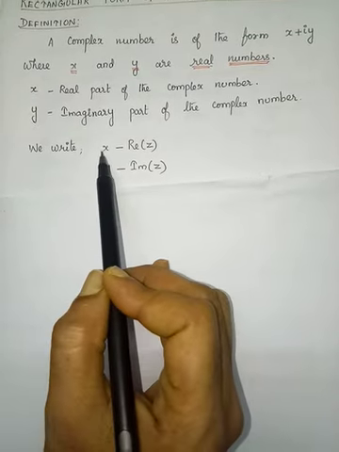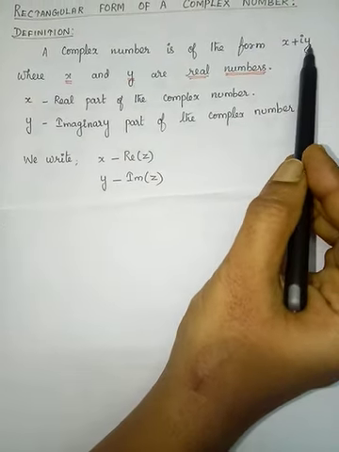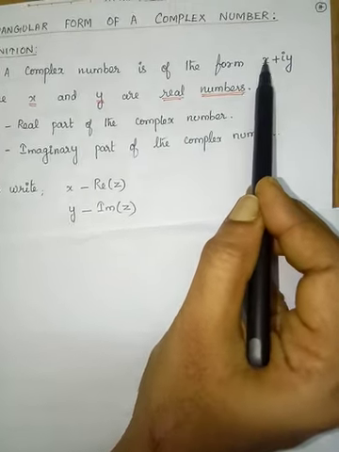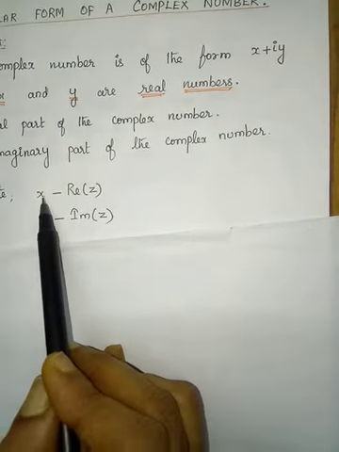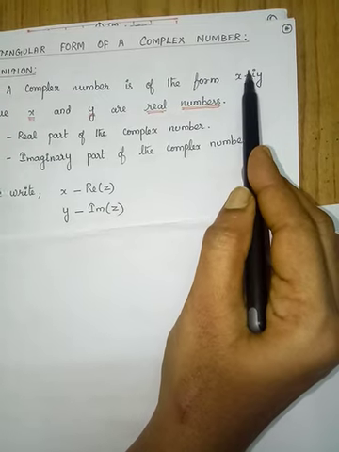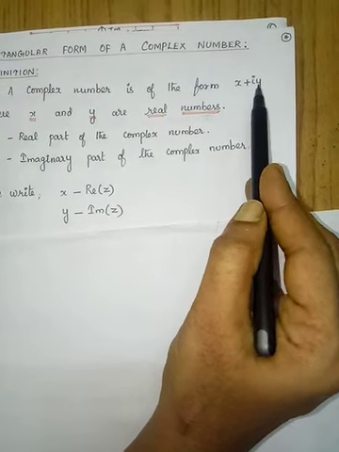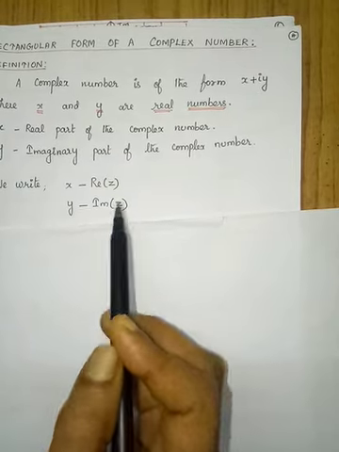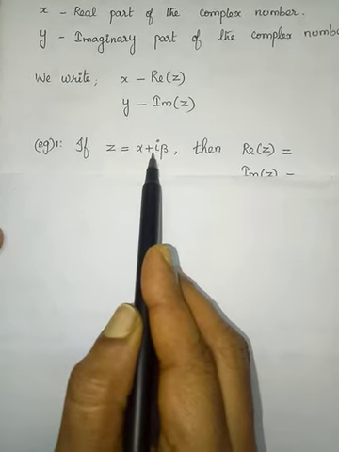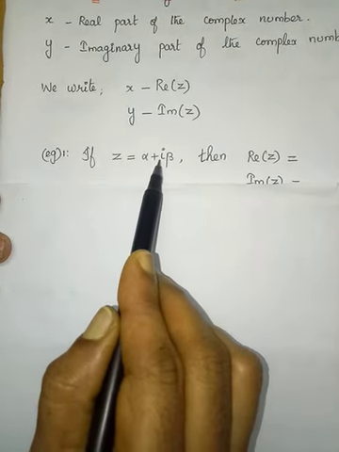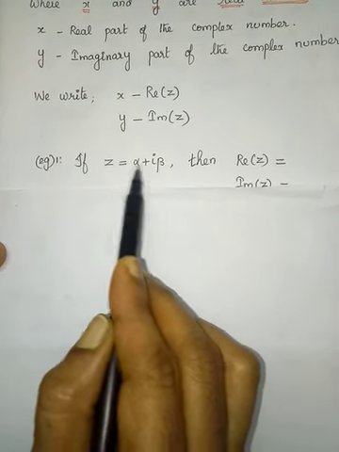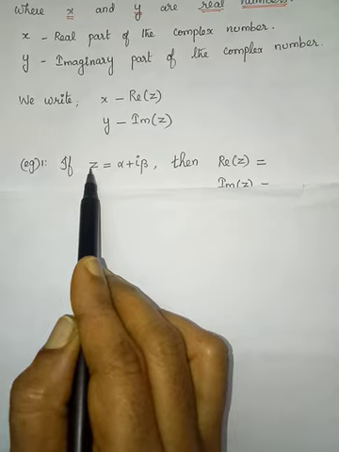Look at this. x and y are real numbers. x, the term without i, is called the real part. x is called Re of z. And the term associated with i is called the imaginary part of z. But just see the example. I have taken z is equal to alpha plus i beta. It's a complex number; here the imaginary unit i is present. I have taken this as z.